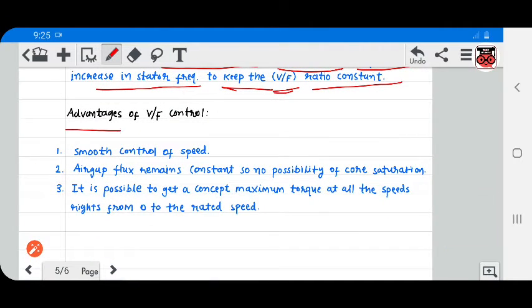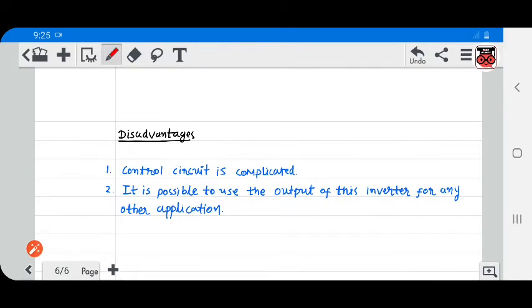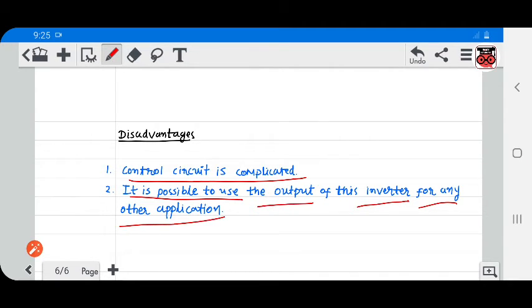Now, the advantages of V/F control. Smooth control of speed, and air gap flux remains constant, so there is no possibility of core saturation. It is possible to get constant maximum torque at all speeds, right from 0 to rated speed. Now, the disadvantages: the control circuit is complicated. Second, it is not possible to use the output of this inverter for any other applications.